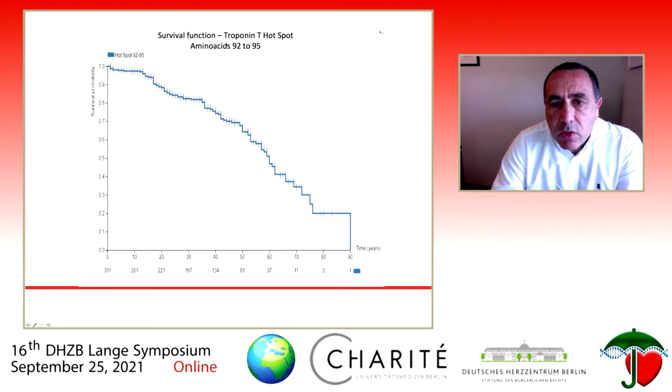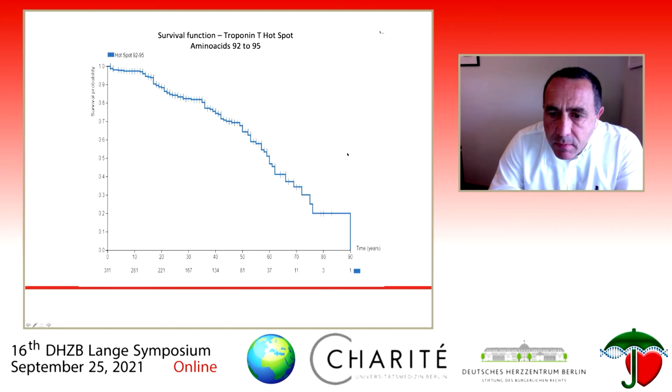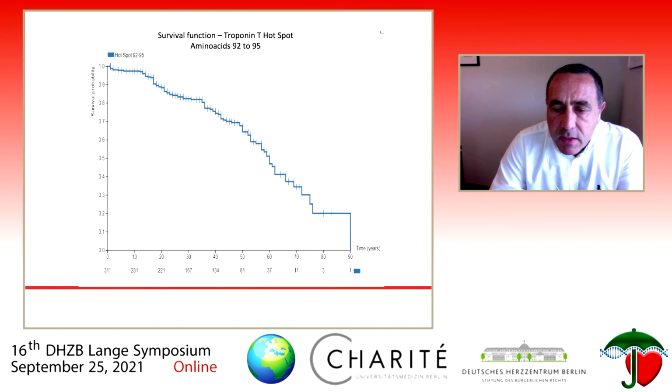And if you take this hotspot domain, 92 to 95, that we have identified as a high-risk region, you see at age 50, almost 40% incidence of death, most of it sudden death, and when they are 60, 45% survival. But all the troponin T is not the same. For a long time we have read that troponin T is a gene with a high incidence of sudden death with mild hypertrophy. Not all the mutations are the same.